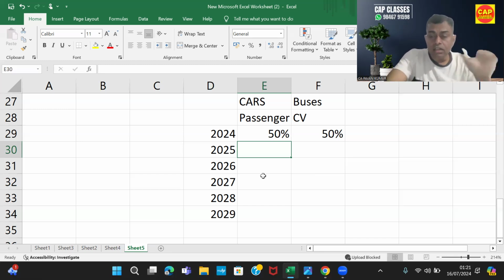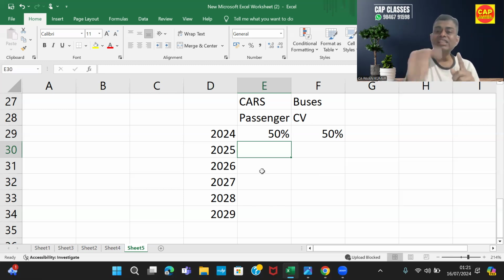My Excel sheet is stuck, so I'm not able to write. If you are writing this example, write down under cars 50, 40, 30, 20, 10, 0. Under commercial vehicles 50, 60, 70, 80, 90, 100. So this is what the example is.